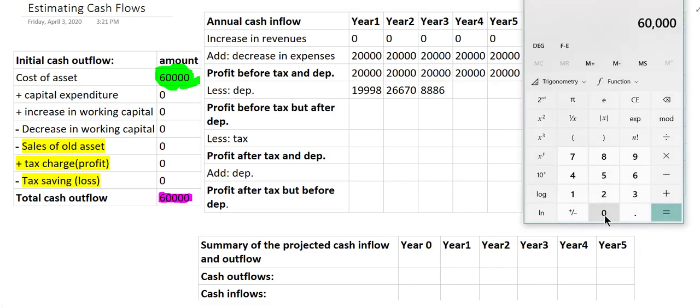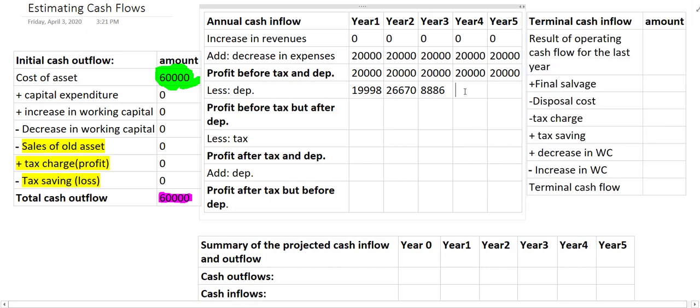And also calculate for the last year. So calculate 60,000 multiplied by 7.41. Then divided by 100, which becomes equal to 4,446.